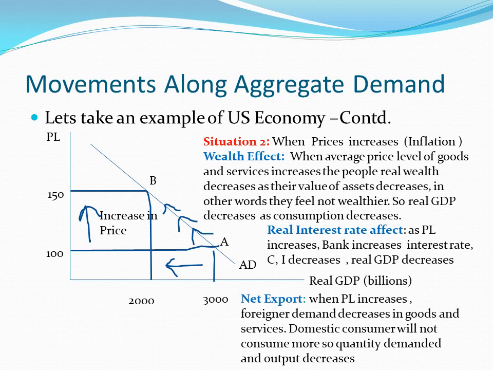So the next point is net export. When the price level increases from 100 to 150, the foreign demand for goods and services decreases, so the domestic consumer will not consume more, and the quantity demanded and output decrease from A to B. So here you can say the movement is to the upper side, but this is a movement along the aggregate demand curve.